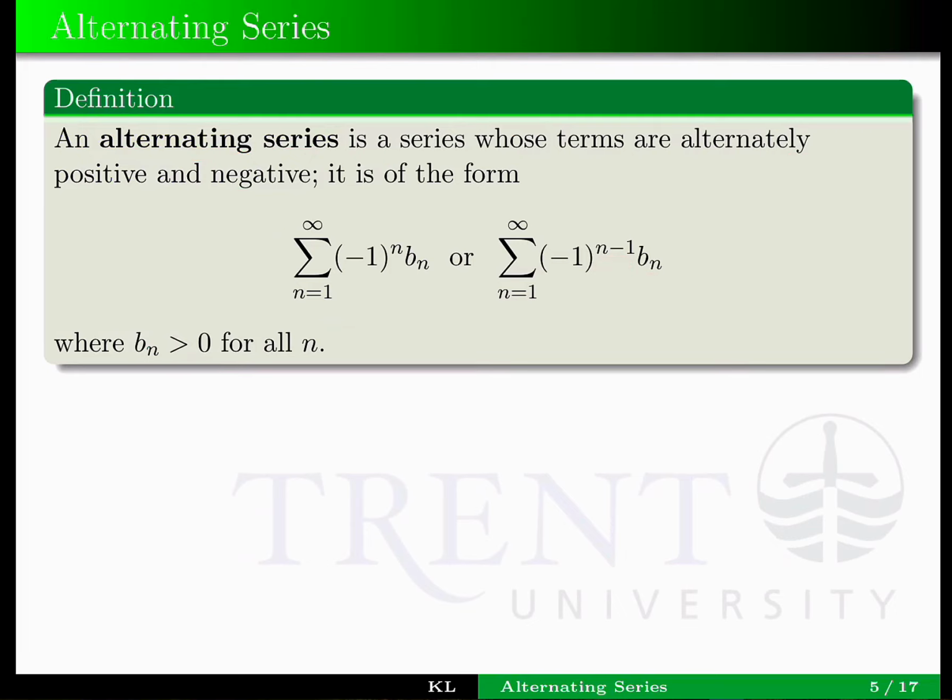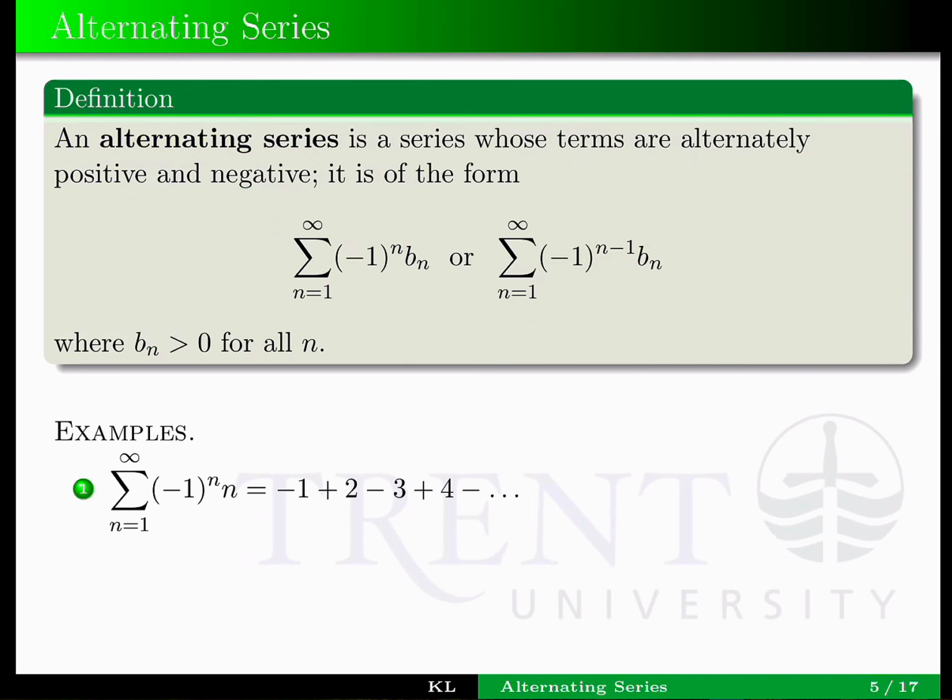So this power here, or this power here, makes the series alternating. The difference between the two: here you start with a positive term, while this one you start with a negative term. Okay?